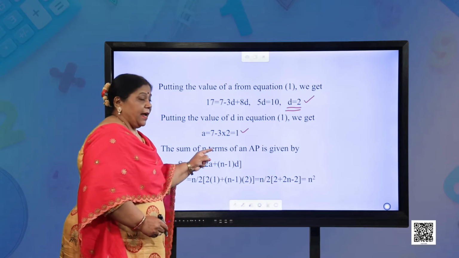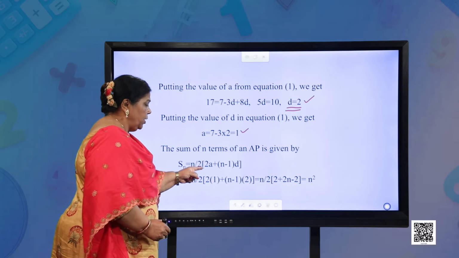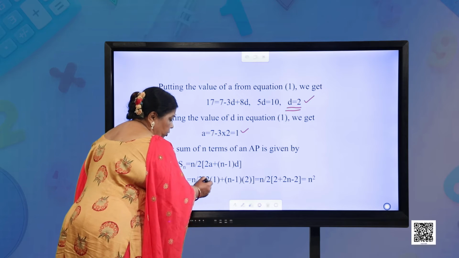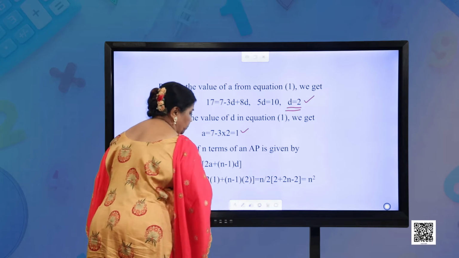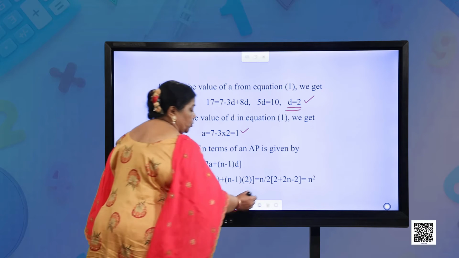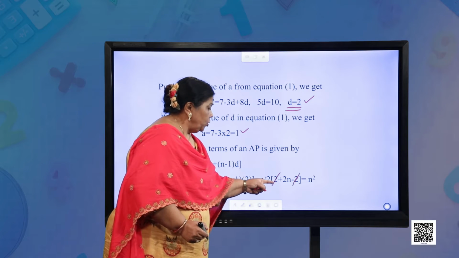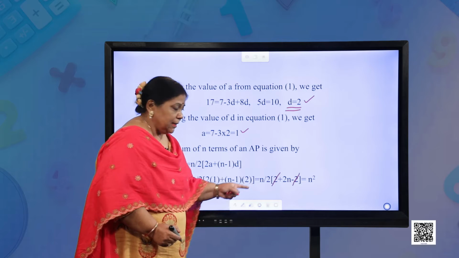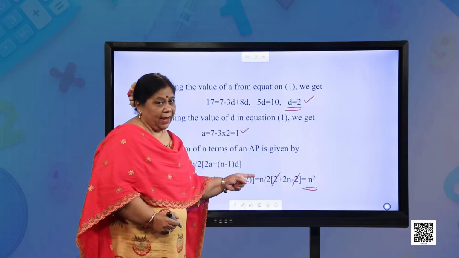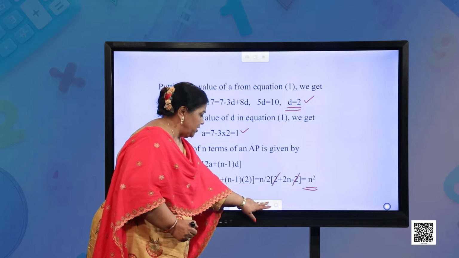Now, sum of first n terms of the AP can be calculated. What is Sn? Sn is equal to n upon 2 into 2A plus n minus 1 into D. So, n upon 2 into 2 into 1 plus n minus 1 into 2. On simplification, we get n upon 2 into 2 plus 2n minus 2. Look here, this 2 and minus 2 get cancelled. So, n upon 2 into 2n, that means 2 also gets cancelled, we get n into n as n square. So, sum of n terms is equal to n square. Is it interesting? Yes? Okay, let us do the next question now.